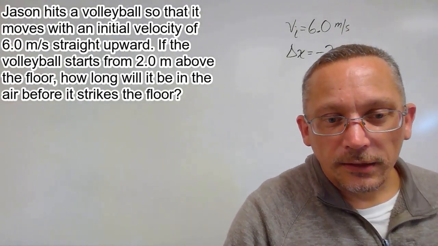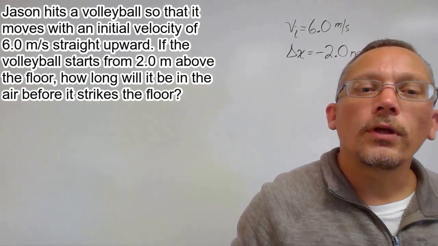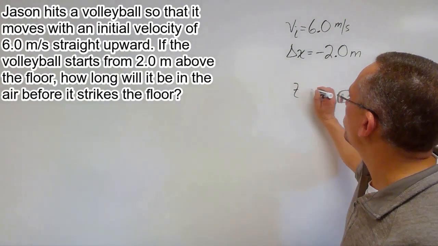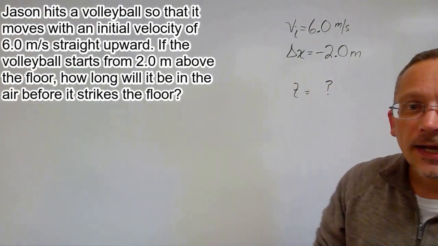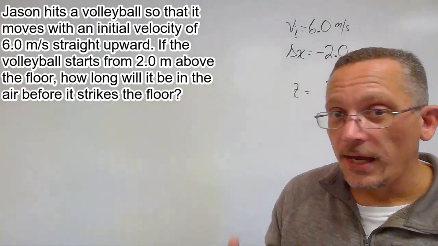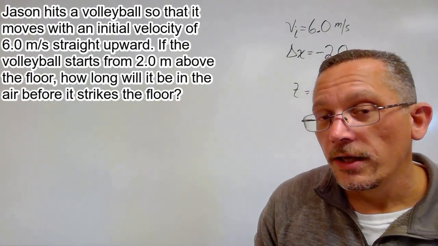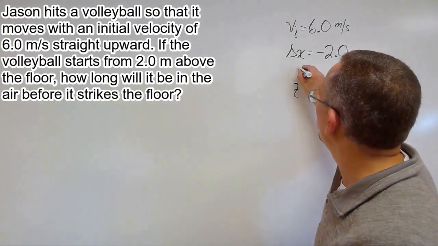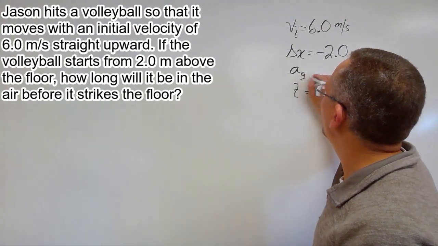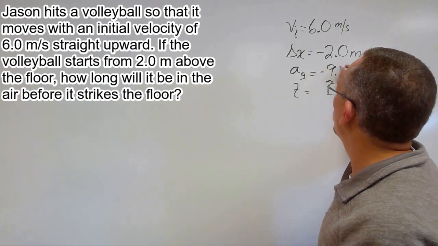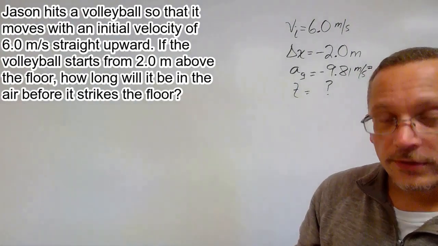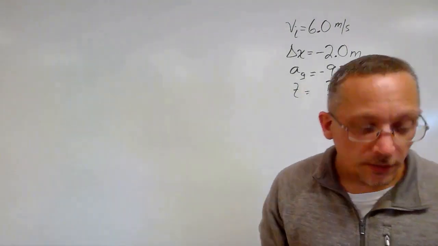Okay, let's see, what else do I know in the problem here? It says, how long will it be in the air? So the question is asking me to find the time. And I know one other thing. This is an object that's in free fall, and I can assume this is taking place on Earth, so I know the acceleration. The acceleration is the acceleration from gravity, which is negative 9.81 meters per second squared. Okay, now we know what all our numbers are.